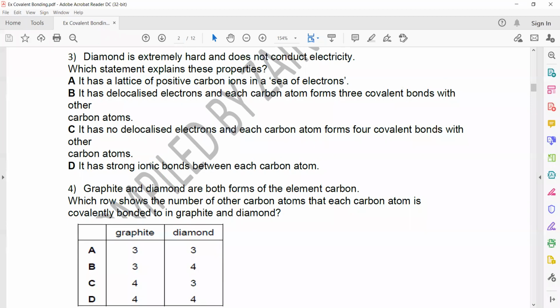In question 3, diamond is extremely hard and does not conduct electricity.